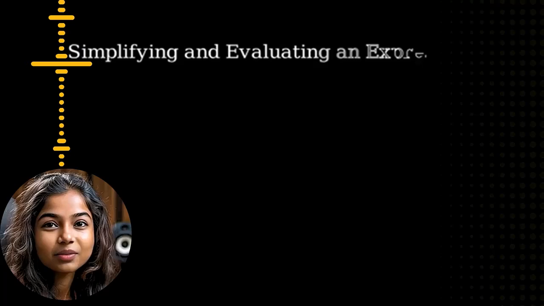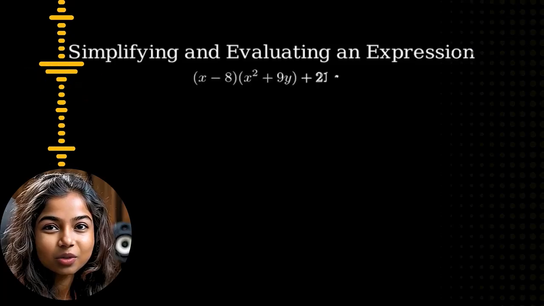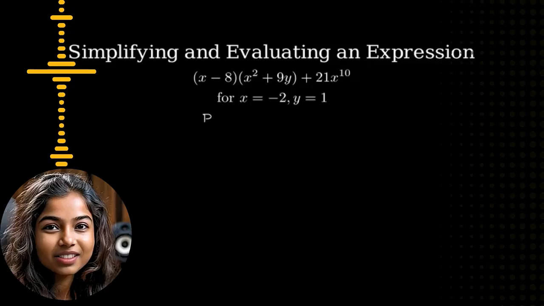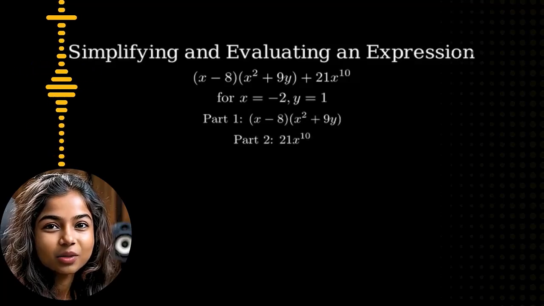Let's solve this algebra problem step by step. We need to simplify and evaluate the following expression when x equals -2 and y equals 1. Let's break this down into parts. First, we have the product of two factors, x minus 8 and x squared plus 9y. Then we're adding 21x to the 10th power.